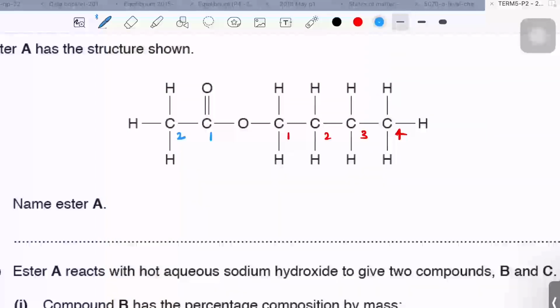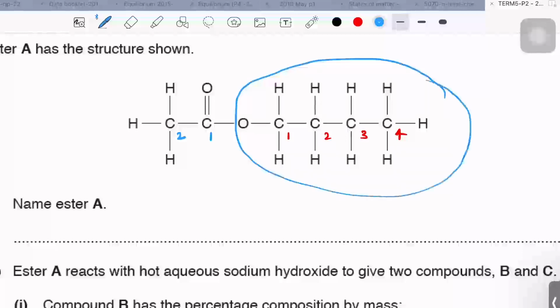Can you check the name again? Alcohol comes first, then comes the carboxylate. How many carbons are there in the alcohol? This is the alcohol part. 4. So what do we call it? Butyl. Then there are 2 carbons in the carboxylic part. Butyl ethanoate.